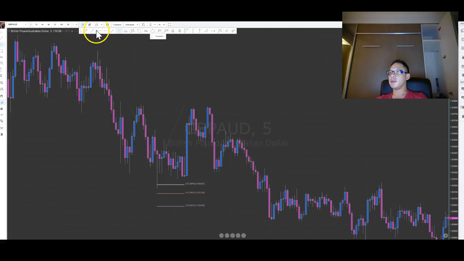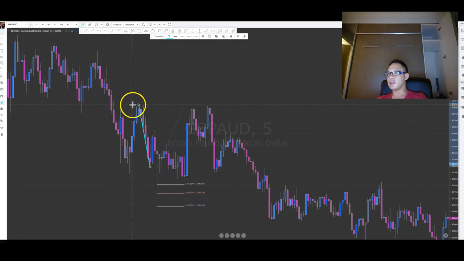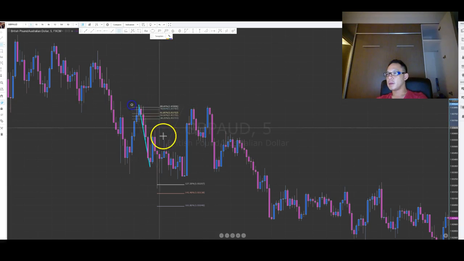So let's find the impulse leg, which is here. X to A and B, X to A, right? I'll draw the measurement there too, so that's fine. Let's hope we get one. Okay, now this one just almost touches the 61.8, so it's still good. That's a good one, so that's valid.